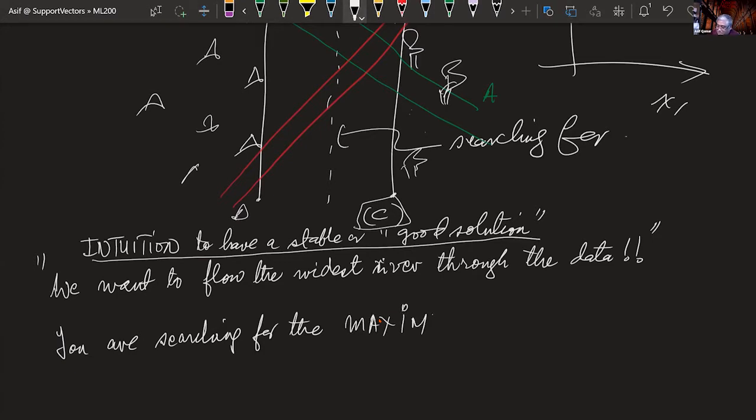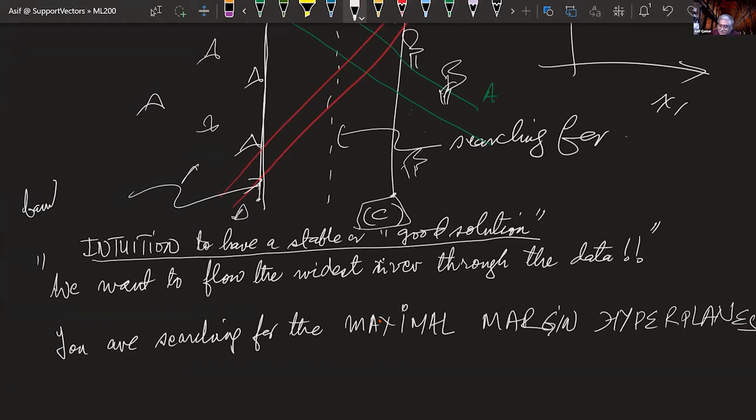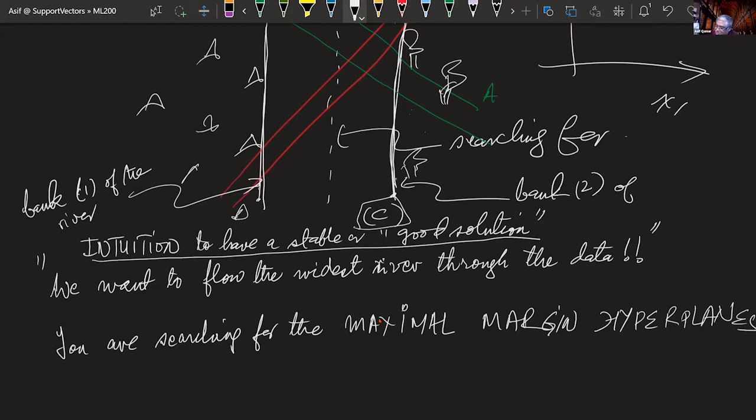Maximal margin hyperplanes. So this river, this bank of the river, let me just call it bank one of the river. And this thing would be bank two of the river. So a river has two banks. Right? So these are the two banks of the river.